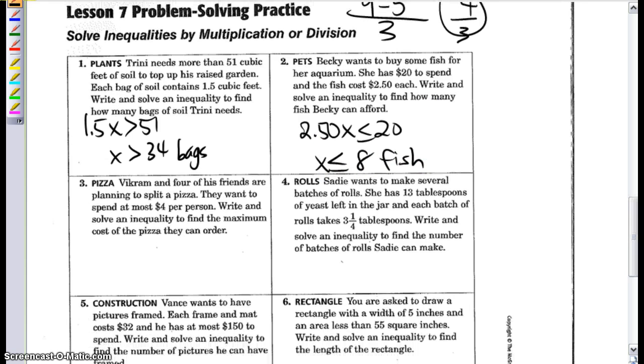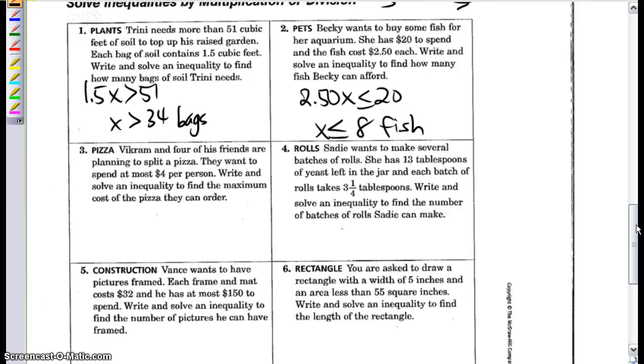Let's look at number 3, this pizza question. The key words here are splitting a pizza with Fulcrum and 4 of his friends. They spend at most $4 per person. So let's write an inequality and solve, and then find the maximum that they're going to spend. Since we're splitting a pizza, we're going to use division. We're going to divide the cost of the pizza, which we're looking for. So we're going to use P for the pizza.